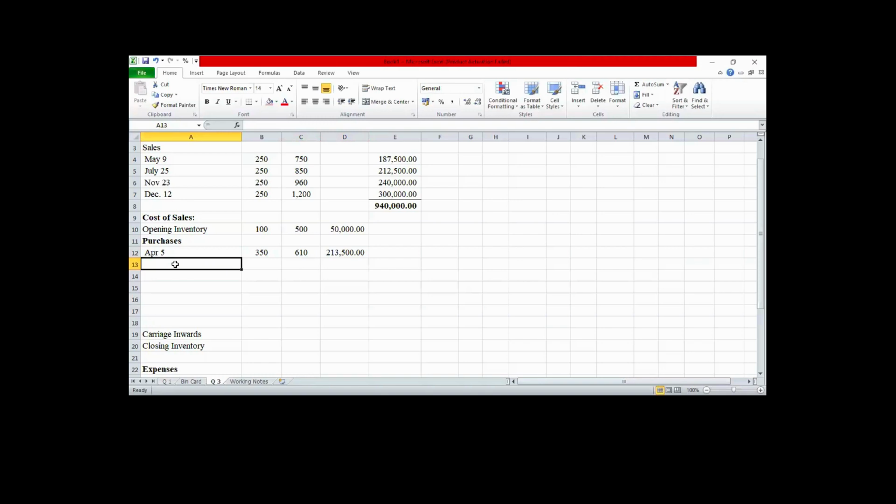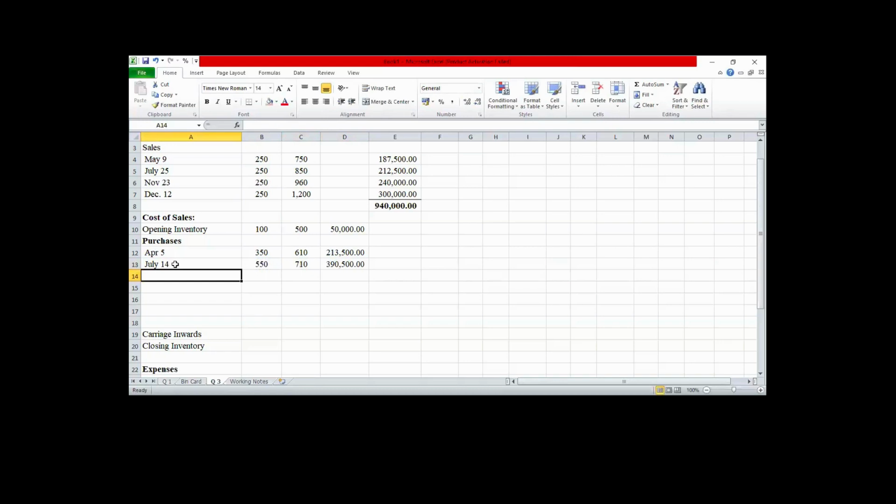But it seems we have this figure already. Why are we stressing ourselves? Can't we pick the figure straight? But for understanding, let's go. The next date is what? The next one is July. July 14. How many units? 550 units. At what price? At 710 naira. Then that equals what? 390,500.